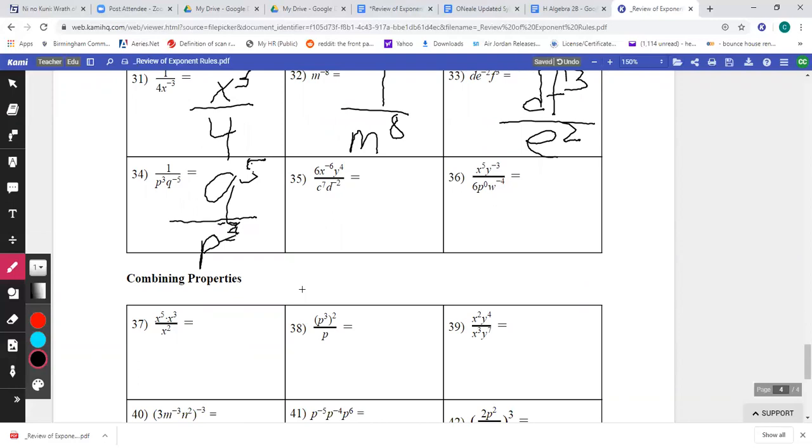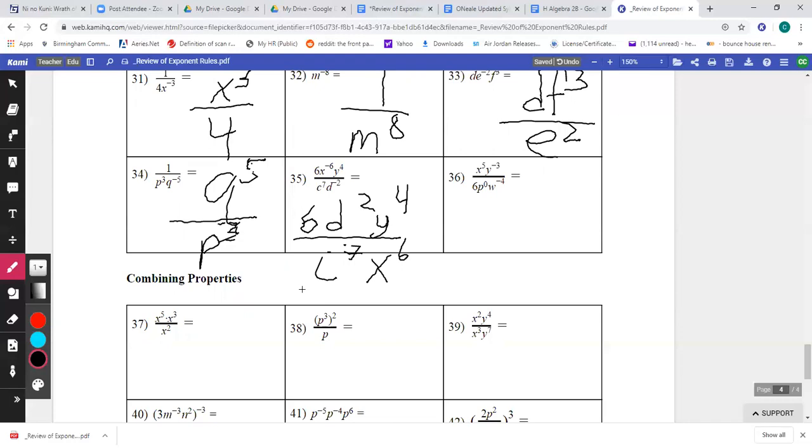Now 35, the only things that are negative are the x to the negative 6 and the d to the negative 2, so those will flip. Everything else will stay in place. So this will be 6d squared y to the 4th all over c to the 7th x to the 6th. And some of you might ask, does it matter the order you put them in? No. If you put 6y to the 4th d squared, that is fine too.